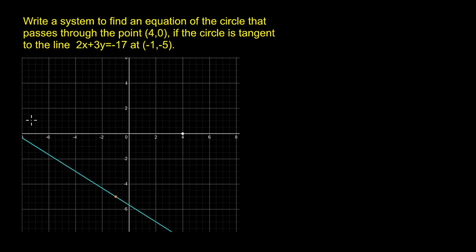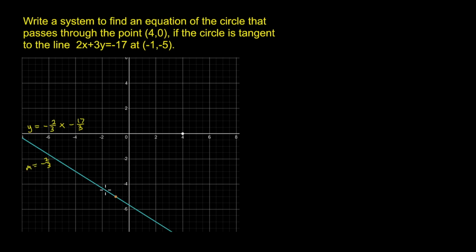First thing we're going to do is solve the line for y. y = -2/3 x - 17/3. Just solving for y so we can get y = mx + b. Therefore, the slope of this line is -2/3.